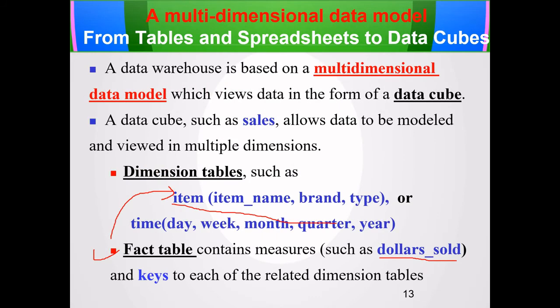As you know, the data warehouse is based on the multidimensional data model, which views data in the form of a data cube, right? Here we will discuss the sales information. Now sales is a specific subject for a company, for example a manufacturing company, right? So sales data will be there that we will take only for the analysis. That's why it is subject-oriented data, right?